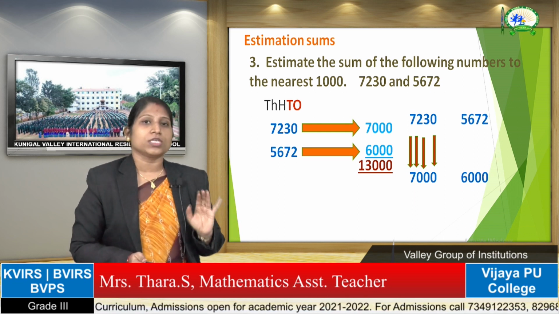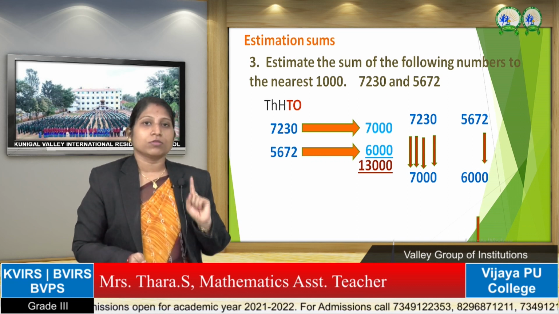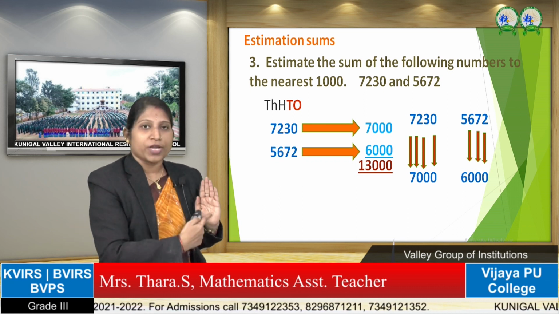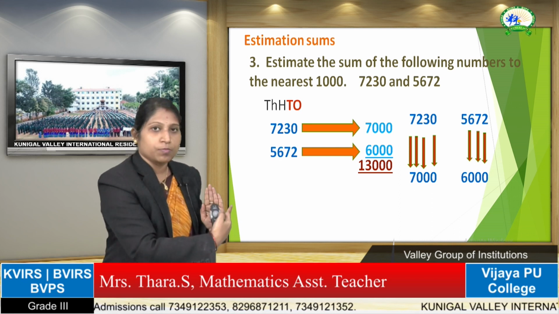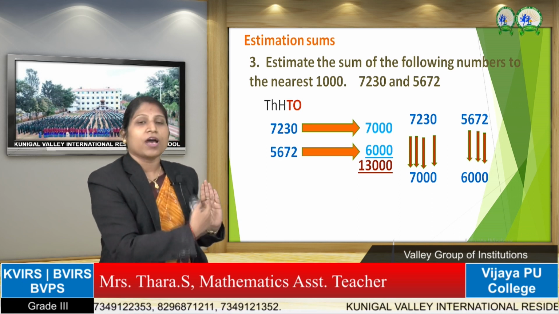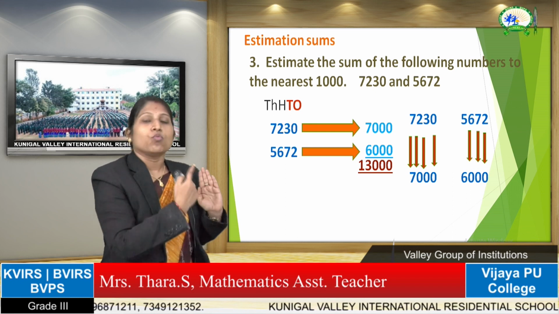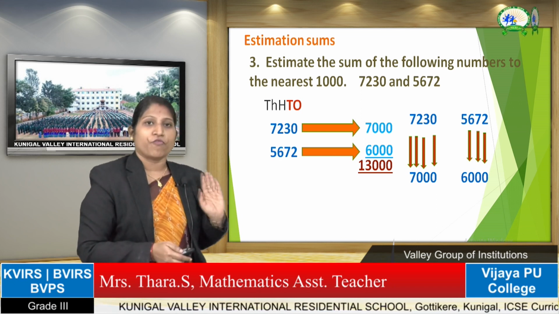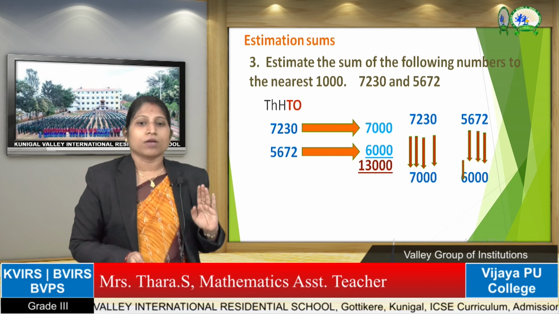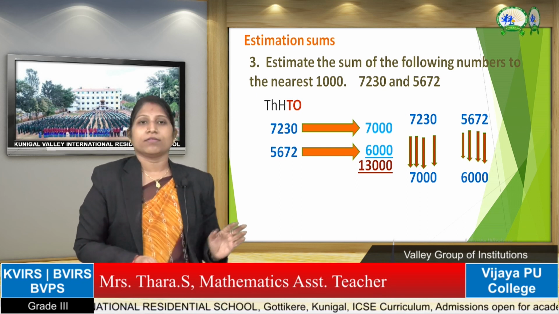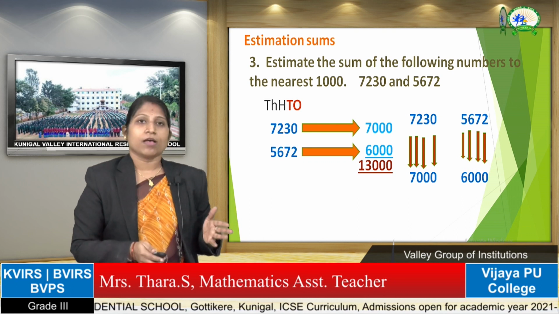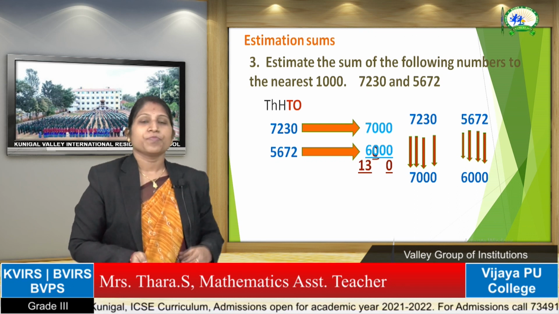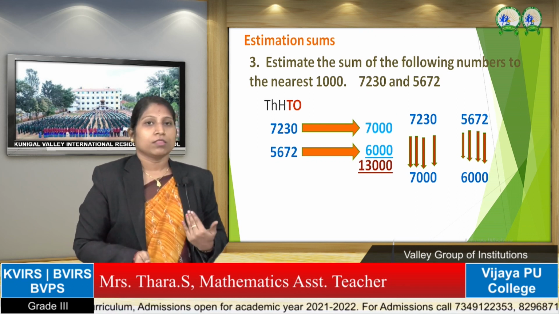Okay. And then 5,672. The ones place becomes 0, the tens place becomes 0, the hundreds place becomes 0, and at the thousands place we are going to round up. The place next to the thousands place is the hundreds place. In the hundreds place we have a 6. 6 is more than 5. So when it is more than 5, we have to add 1 to the thousands place. The thousands place has 5, and 5 plus 1 is 6. 5 becomes 6. This is the way to estimate first, and then put it into the problem and add, children. Understood, children? So we have our answer, 13,000.